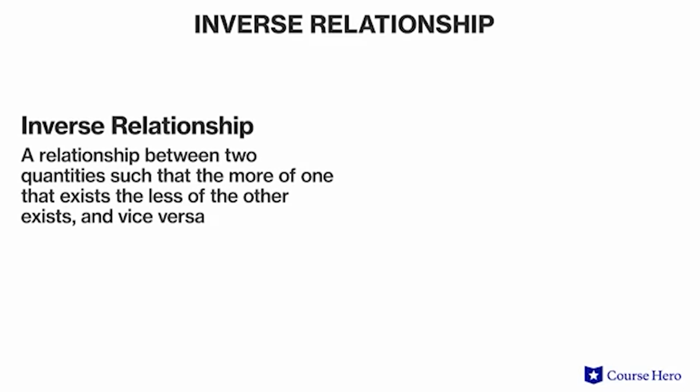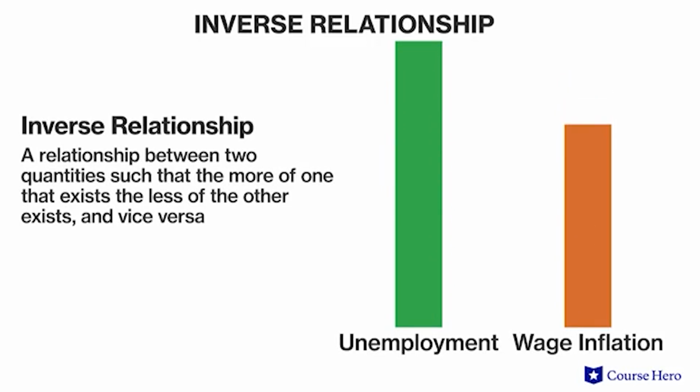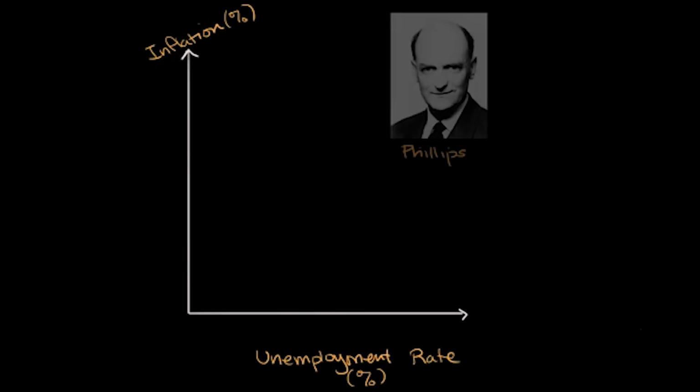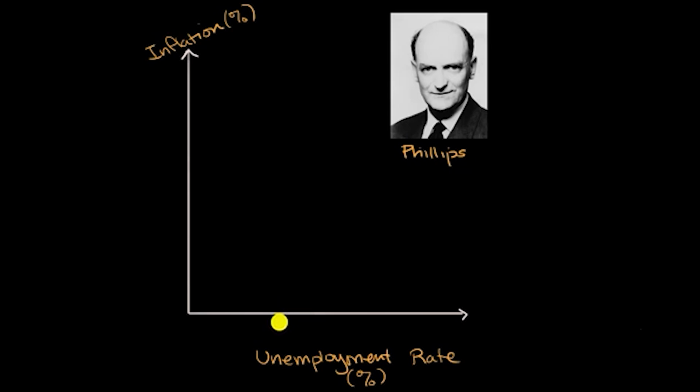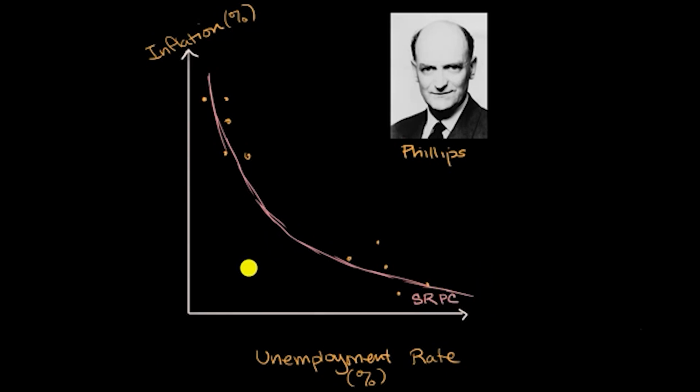Principle number 10, society faces a short-run trade-off between inflation and unemployment. Definition of Phillips curve: a curve that shows the short-run trade-off between inflation and unemployment. This is a controversial topic among economists. This trade-off is only temporary, and it cannot last for several years.